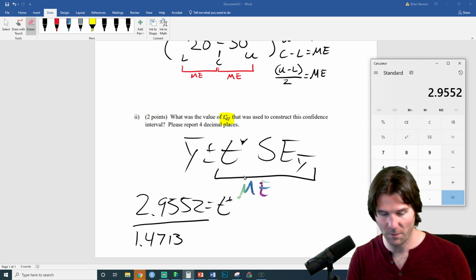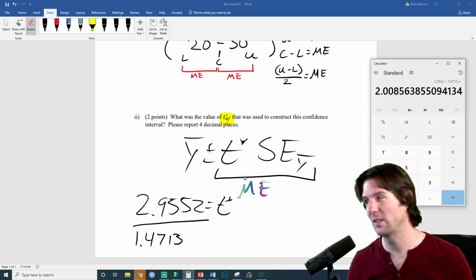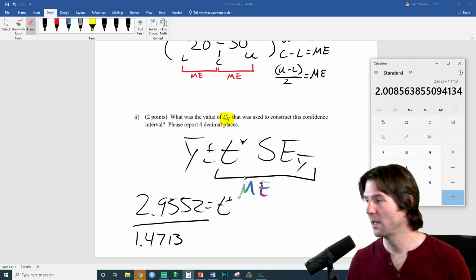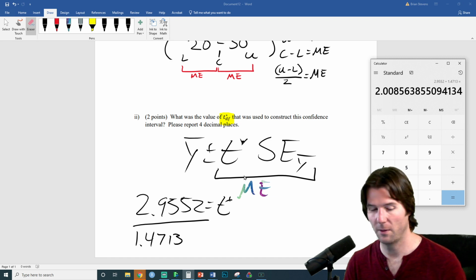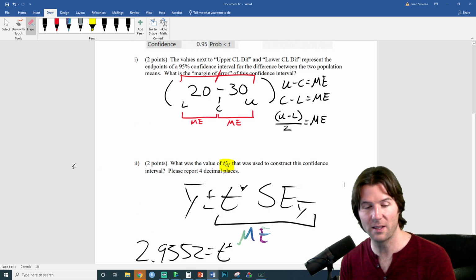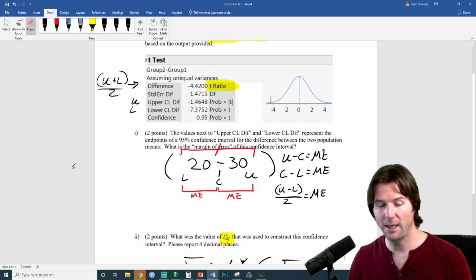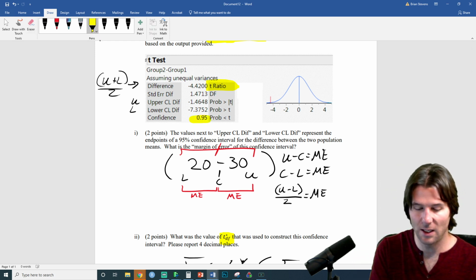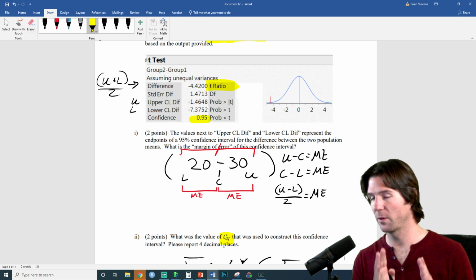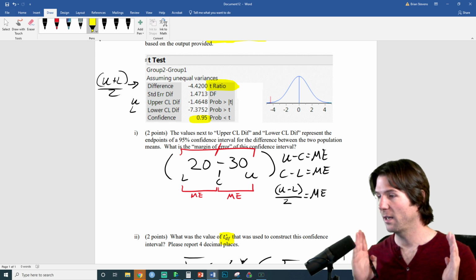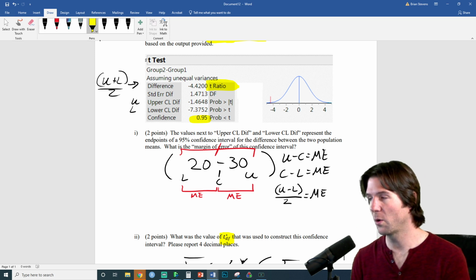So we take 2.9552, and then we divide that by 1.4713, and that was the t. And think about this. A 95% confidence interval has a t, probably, this is not a promise, very close to what if the degrees of freedom are high? 1.96, 2, you got it. So it's no coincidence right here.